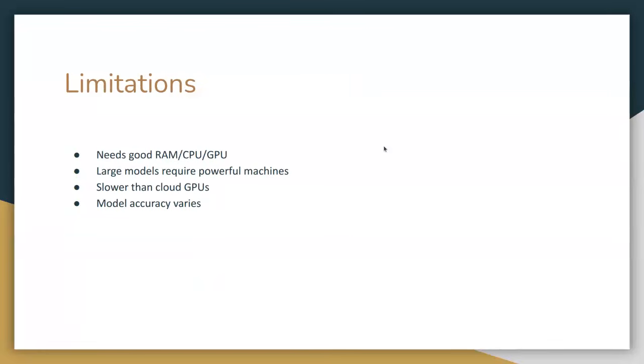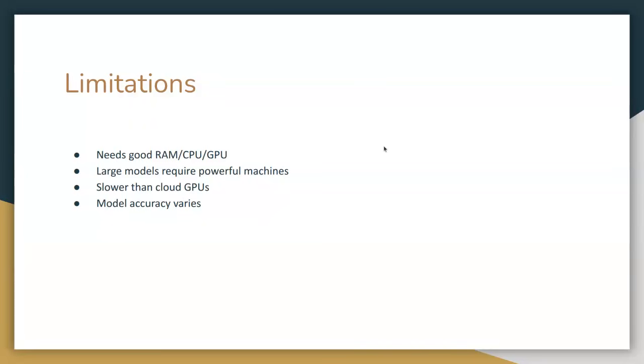Limitation. As we discussed earlier, there should be some pros and cons in every system. So likewise, we discussed the benefits, and there are some limitations as well. First, it needs good RAM, CPU and GPU to run the LLM, because LLMs work with the GPU, CPU and memory. I mean, the hardware requirement is strong. So yes, we need good RAM, CPU, and GPU.